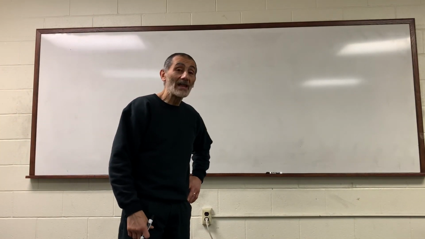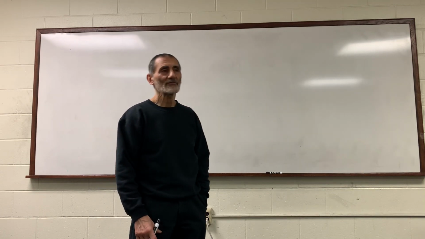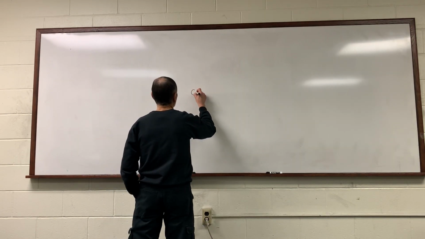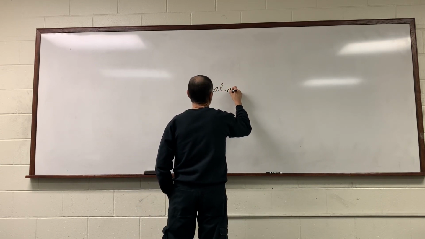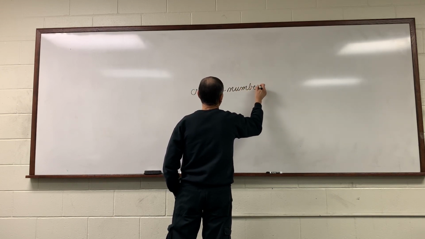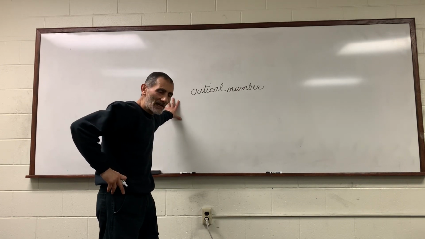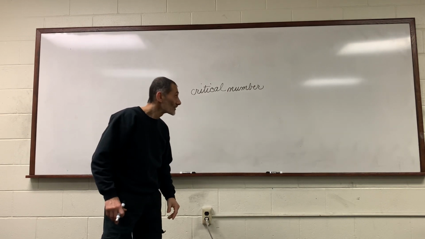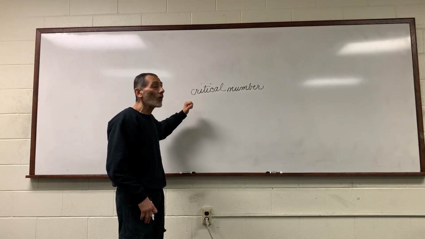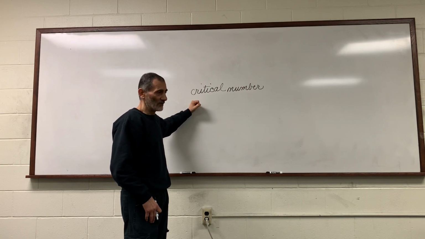Today we're going to be talking about absolute extreme values on a closed interval. The first thing that we have to remember is what is called a critical number, or a critical value. A critical number is a value of x in the domain of the function at which the first derivative equals 0 or is undefined. Whether we're dealing with local extrema or absolute extrema, we need to be able to find critical numbers.